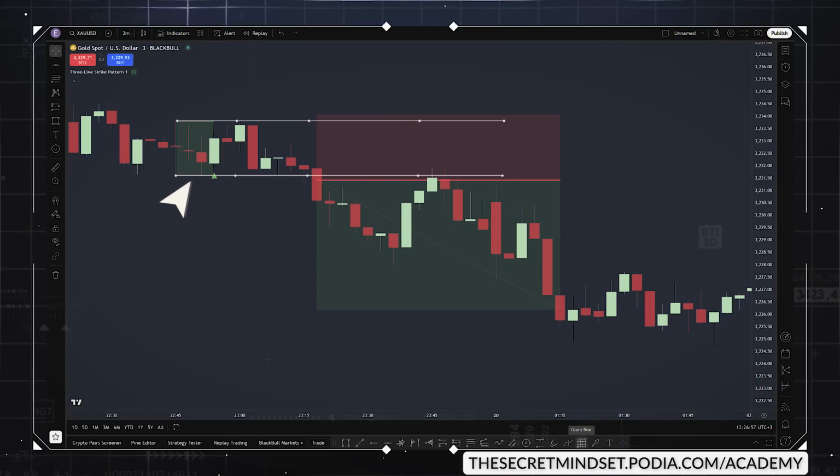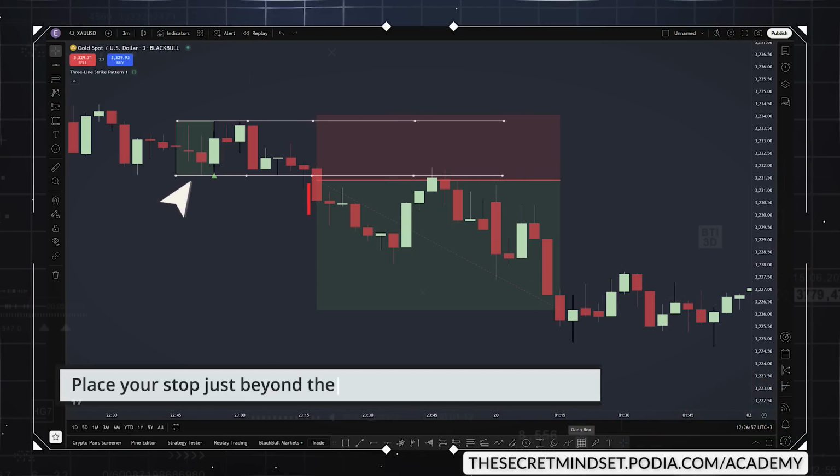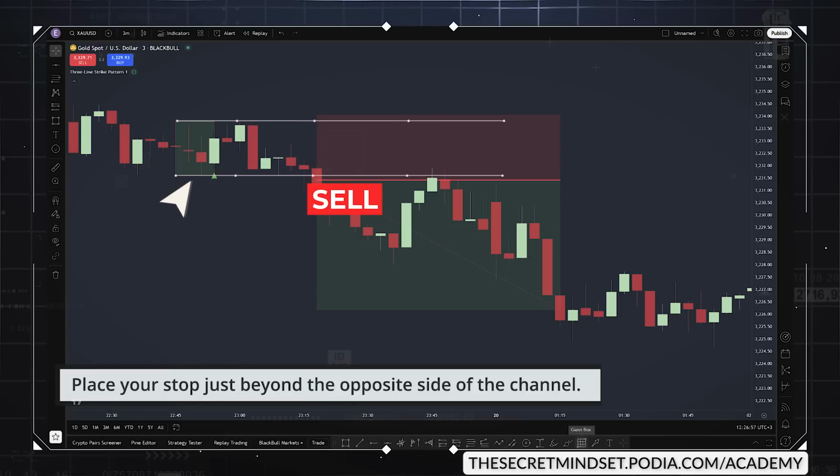Your stop is simple. Place it just on the other side of the channel. If you buy the breakout above the high, put your stop just under the low of the big candle. If you sell the breakout below the low, your stop goes just above the high. This keeps your risk tight.